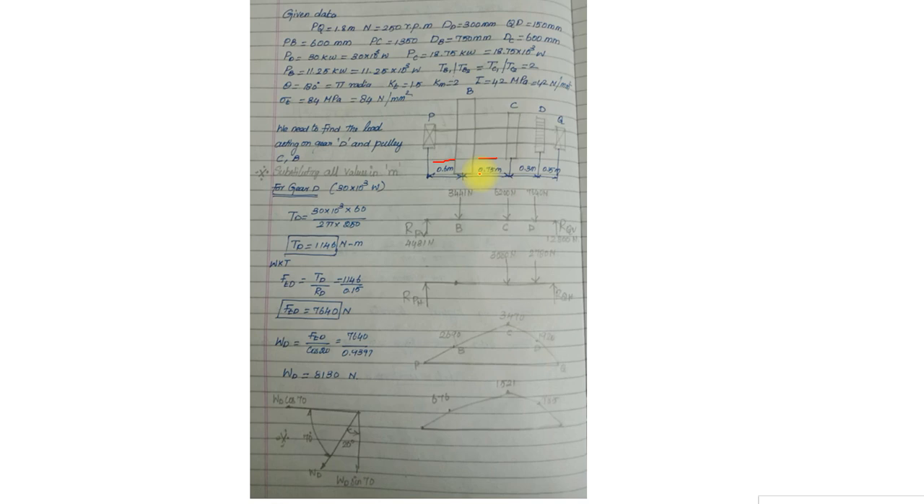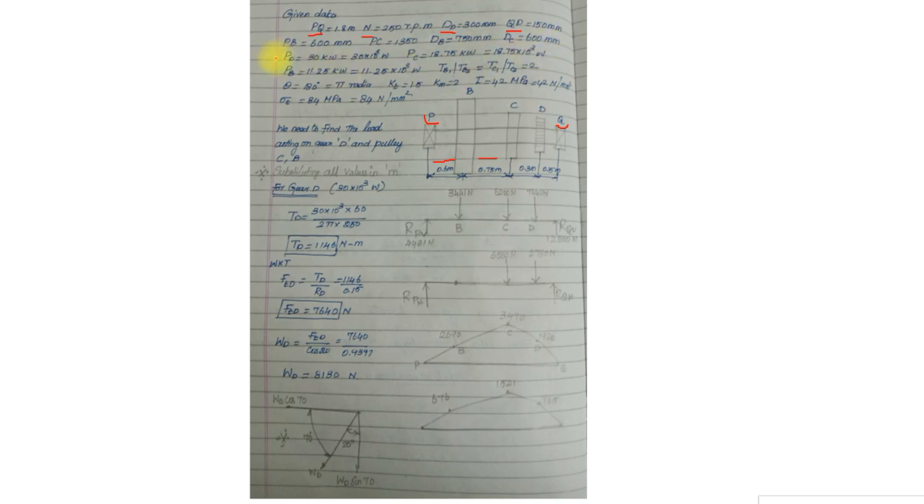Okay, so then I have written the given data. The total length of the shaft, the speed of the shaft, the diameter of the gear D. I have taken this end as P, and this end as Q. The distance from Q to gear D is 150 mm. The distance from P to B is the distance from this end P to the pulley. The distance from P to C is 1350. Diameter of pulley B is 750 mm. Diameter of pulley C is 600 mm.